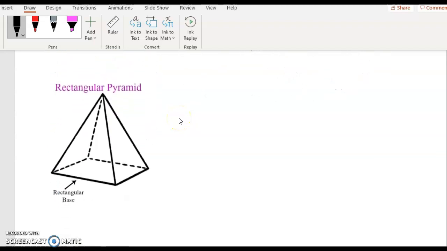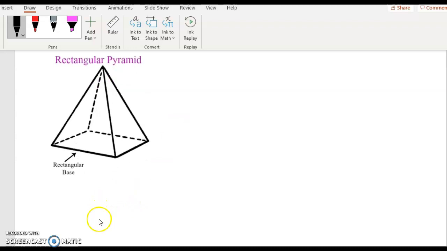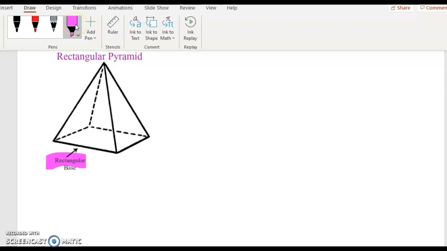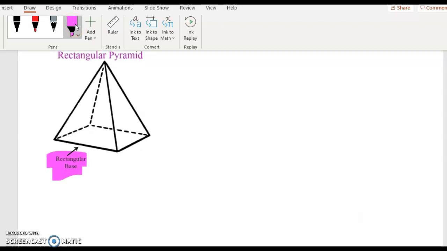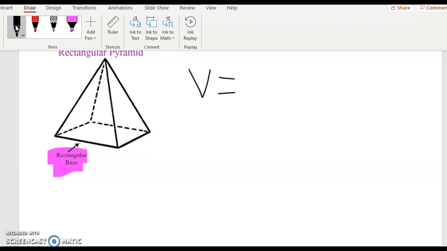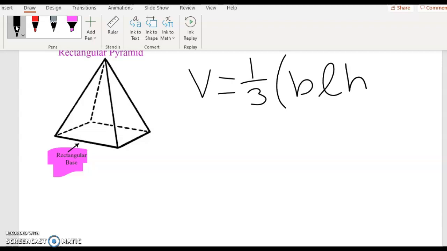And then our last shape that we're talking about today is called our rectangular pyramid. And we know that because of this rectangular base down here. It says it right here for us. So we know, okay, there's a rectangular base. This is what we need to be talking about here. So the formula that we're going to need for this is actually the volume equals 1/3 the base times length times height.